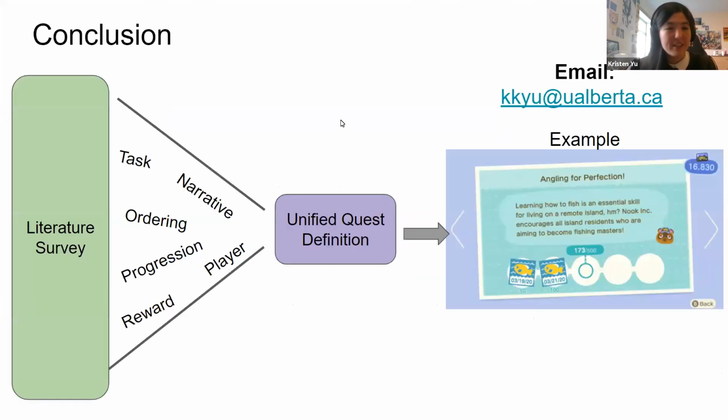So in conclusion, there is no consensus on a quest definition among PCG researchers for quest generation. To help address this problem, I did a literature survey of all of the quest definitions proposed by these researchers and tried to compile all of their work into a unified quest definition. And then I walked through an example to help illustrate the power of this new definition.